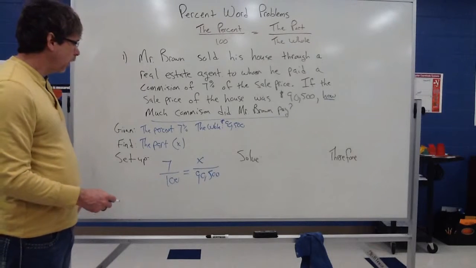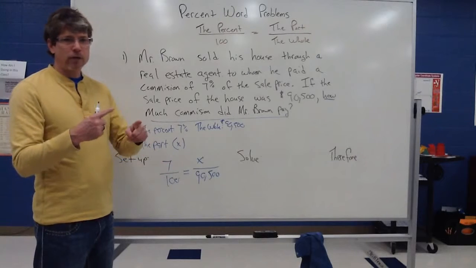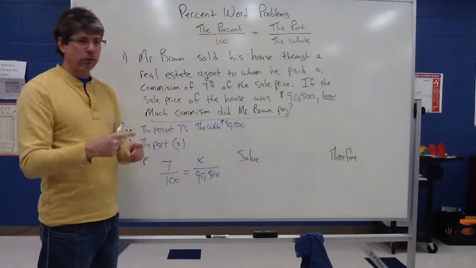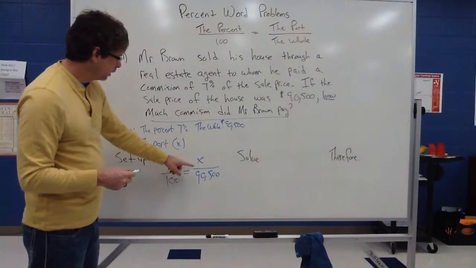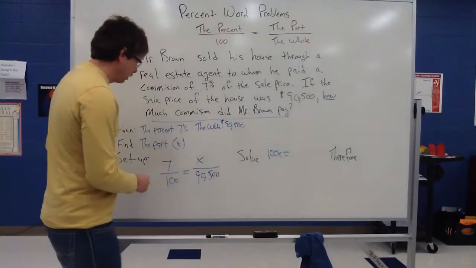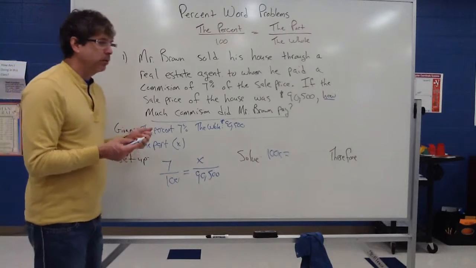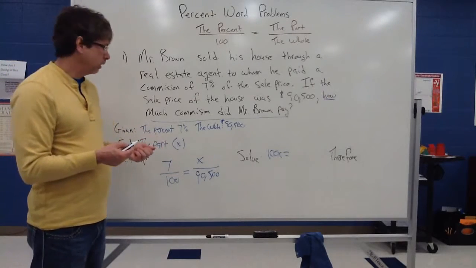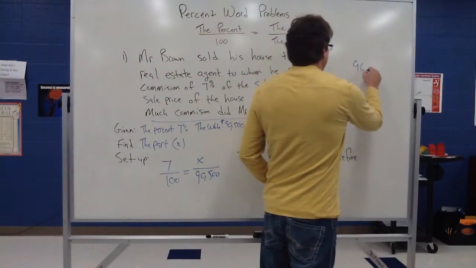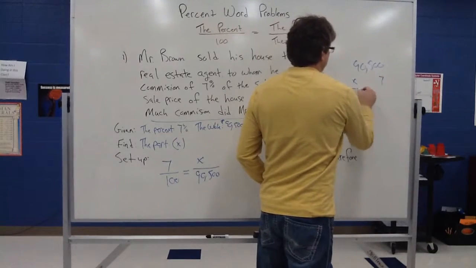So now we're ready to solve our setup. And since this is a proportion, we've learned that to solve a proportion, we know that the cross products have to be equal. So that kind of tells us that we can cross multiply to manipulate this. So we have 100 times x is going to equal 7 times 90,500. I didn't bring my calculator with me, so I'm going to have to do that by hand. I wasn't totally prepared. But if you have a calculator, feel free to use calculators. And I'm going to kind of old school it as well.